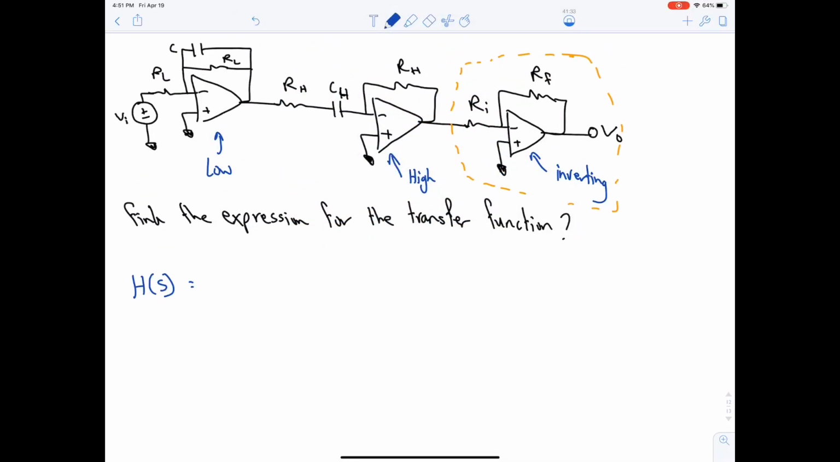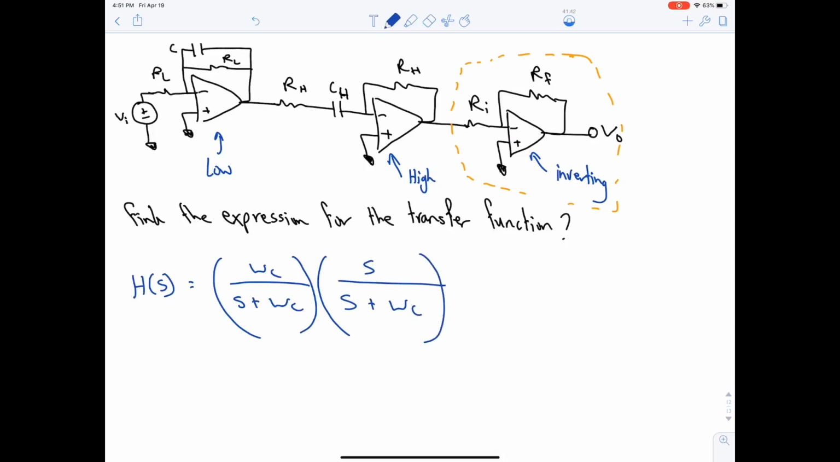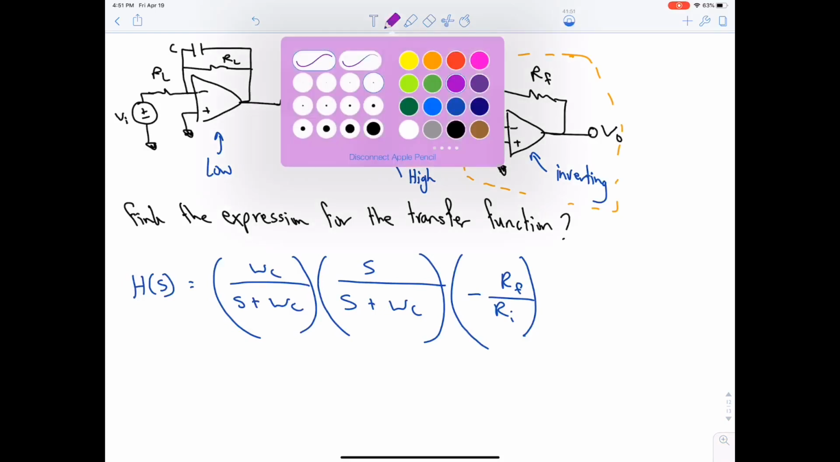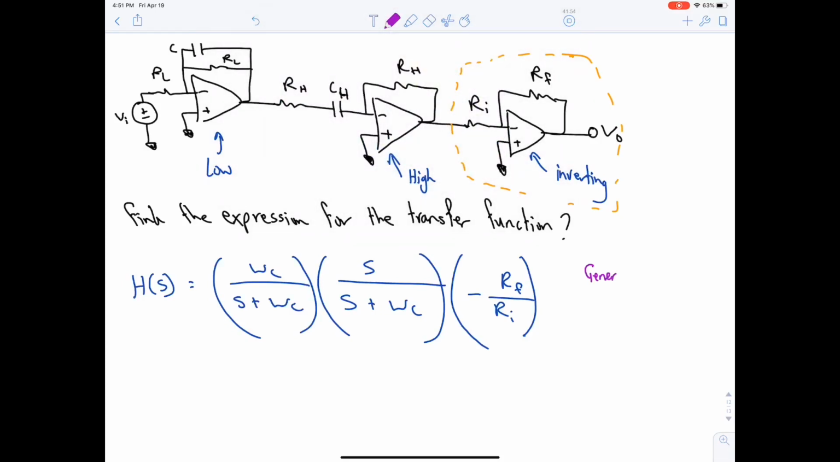So H of s will be omega c divided by s plus omega c. This is the low part multiplied by the high part, s over s plus omega c, multiplied by what? Minus Rf over R input. Nice. Okay, so what is the general equation? It's H of s equal to minus k beta s over s squared plus beta s plus omega naught squared.